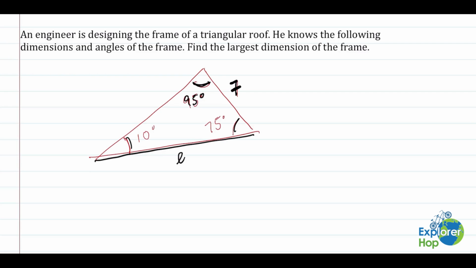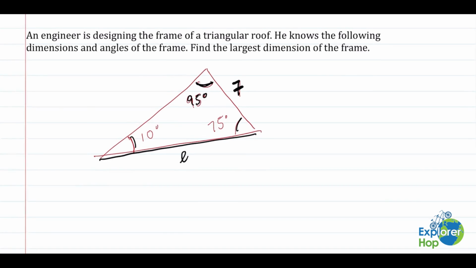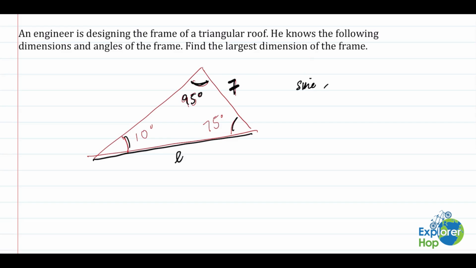So here, as you can see, we only have one side and we have angles with us. So obviously we can only use the sine rule. We cannot use the cosine rule, because for the cosine rule we need two sides and one angle. So we'll be using the sine rule. So let's state the sine rule first.